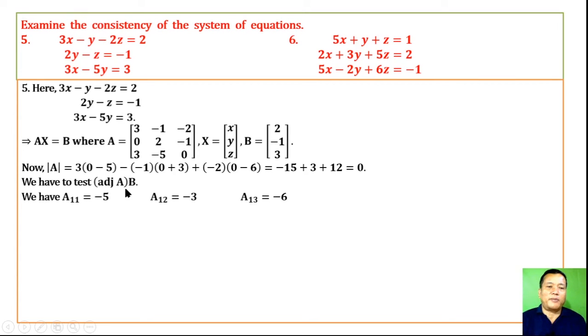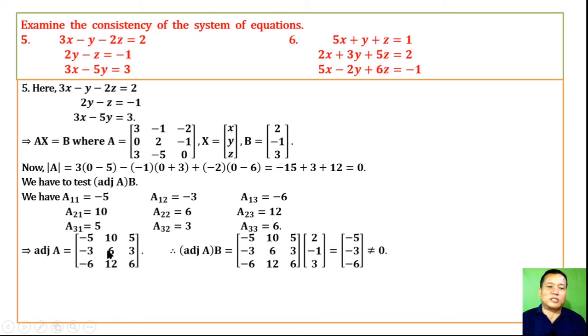Now for adjoint A, we have A11 is minus 5, A12 is minus 3, A13 is minus 6, A21 is 10, A22 is 6, A23 is 12, A31 is 5, A32 is 3, A33 is 6. Co-factors transpose, therefore adjoint A, the first row goes in the first column, the second row elements in the second column, the third row elements in the third column.